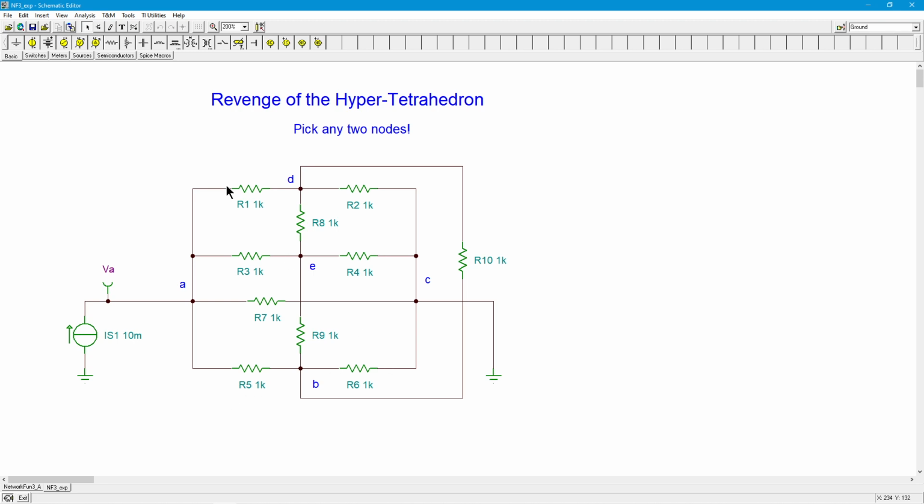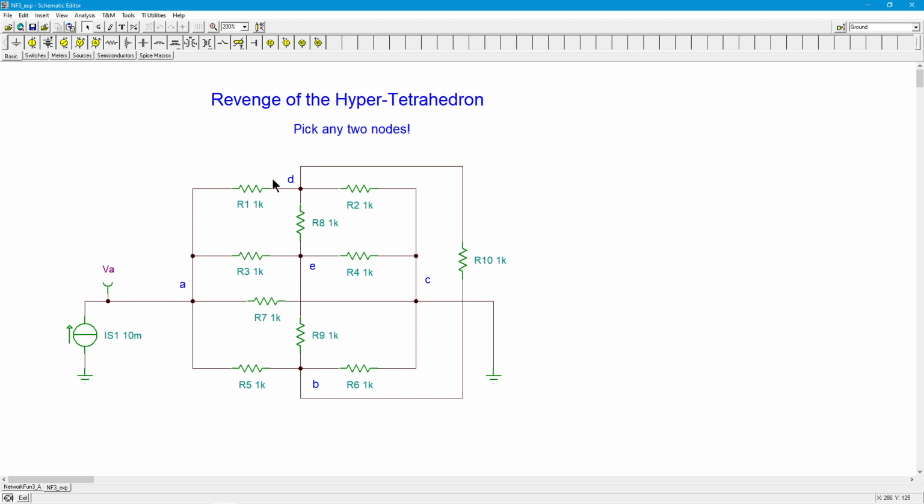So in other words, this looks like 2K, that looks like 2K, that looks like 2K. So what you really have here is a 2K in parallel with a 2K, which is 1K. That's in parallel with a 1K, 500 ohms. And that is in parallel with another 2K. So 500 in parallel with another 2K would be 400 ohms, right?